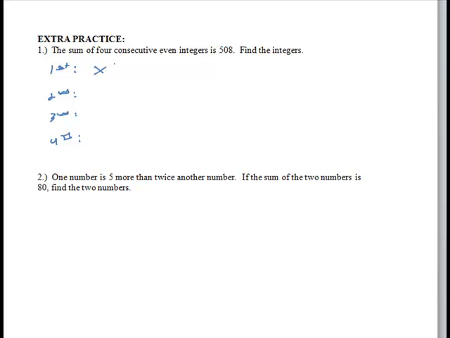So if our first unknown integer is x, the second consecutive even integer we're going to represent as x plus 2. We need to skip over the odd number to get to the next even number. The third then, following the same process, would be x plus 4, and the fourth consecutive even integer, x plus 6. We're still being asked to add these four together. So x plus x plus 2 plus the third, x plus 4, plus the fourth, x plus 6 is going to be equal to 508. Once again, a linear equation which we can solve.